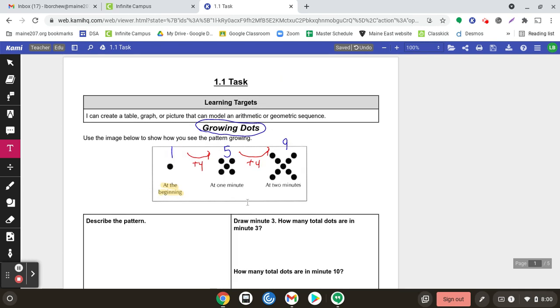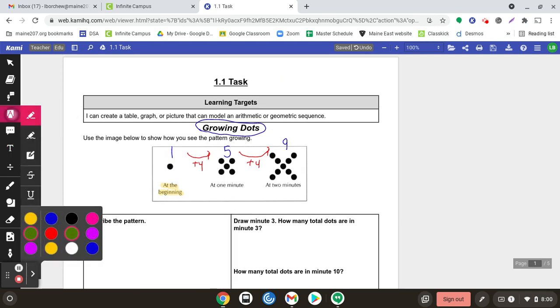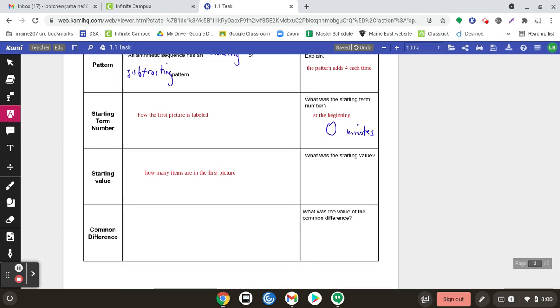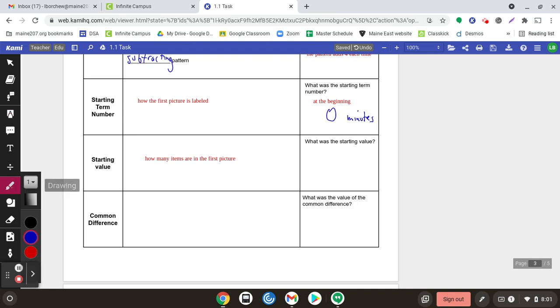Well, let's go back to page 1. How many dots were in the first picture? We counted that there was 1 dot in the first picture. So that's going to be called the starting value. And I'm just going to say it's 1. And since I have the units, I will label it 1 dot.